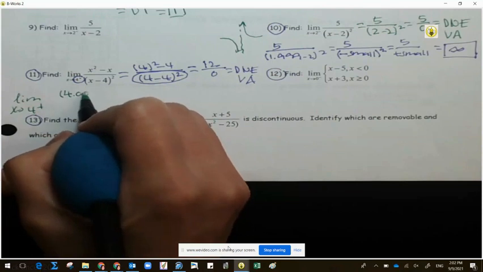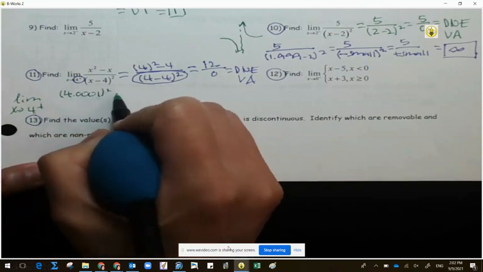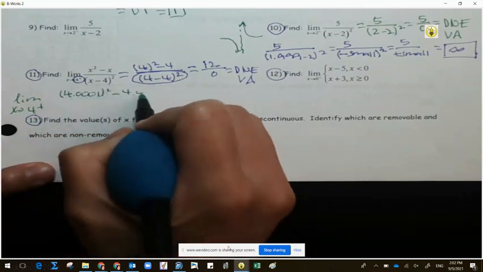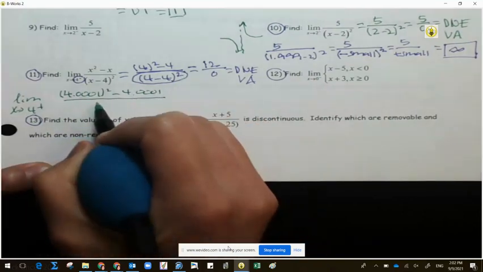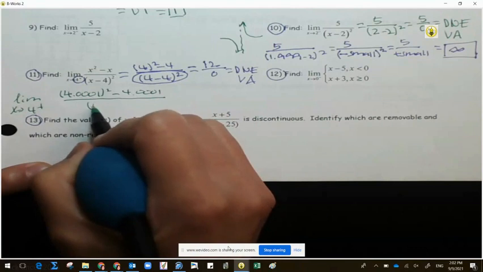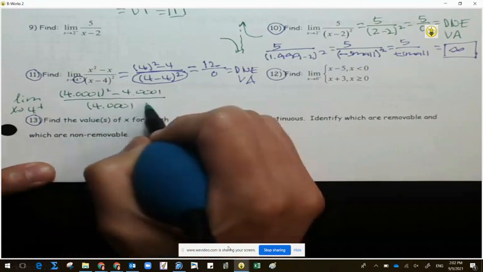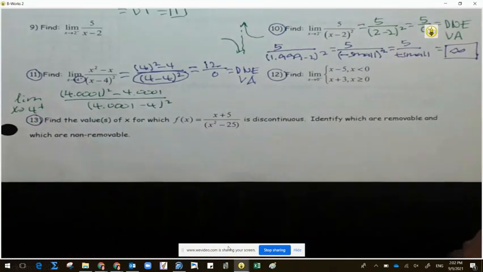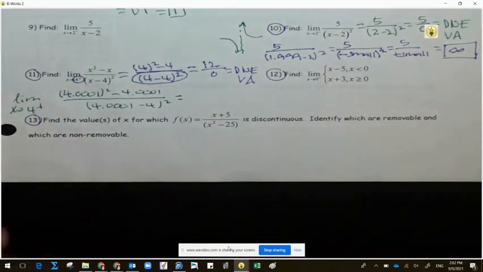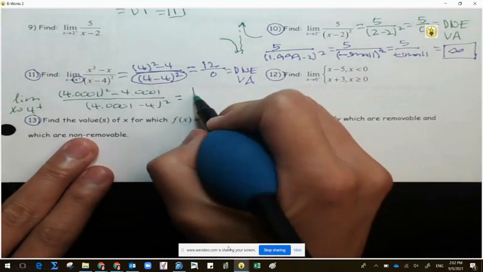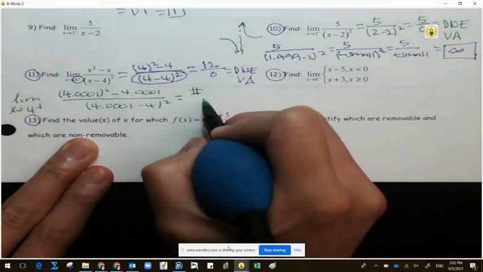So 4.0001 all squared minus the 4.0001. And that's going to give us some number in my denominator of 4.0001 minus the 4 all squared. So look at my numerator. We know when I square the 4, it's going to be a really big number compared to the 4.00. So that is some number. And yes, if you want to write 12, go for it.